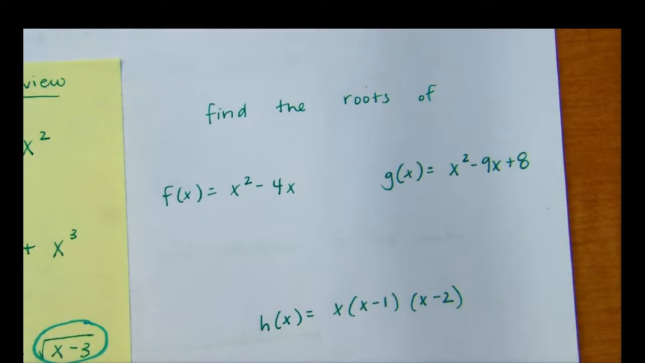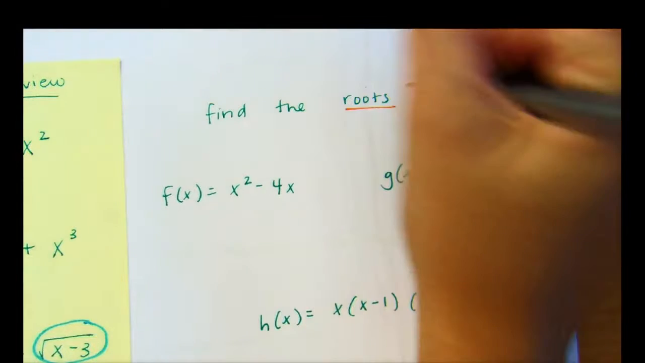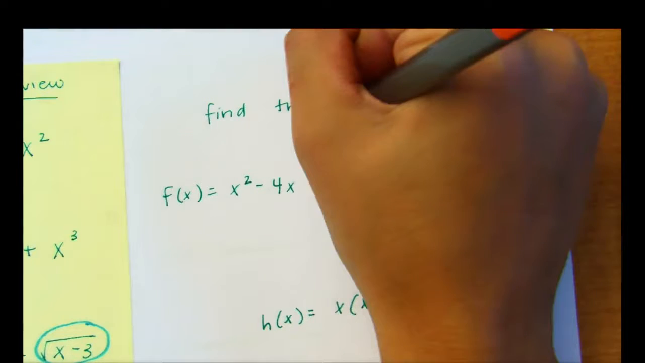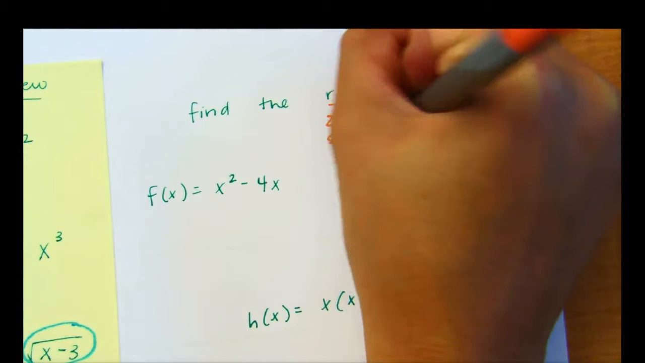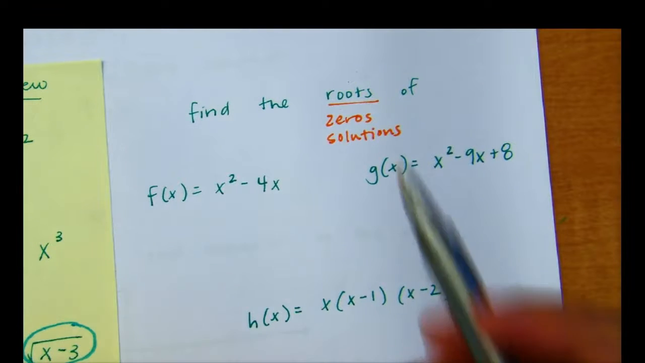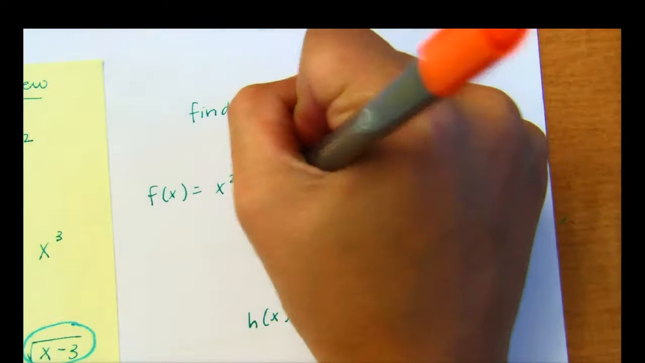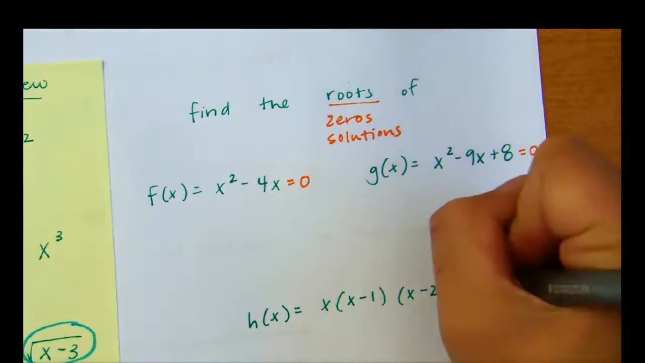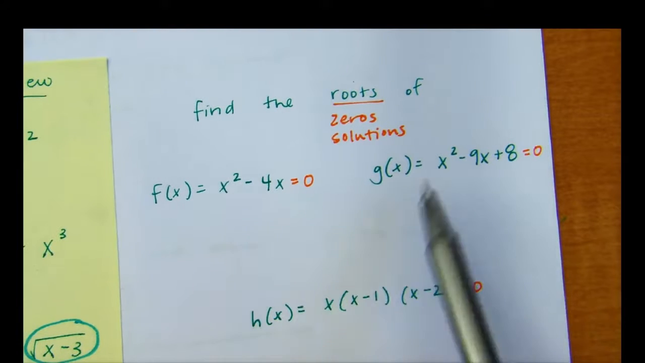roots of an equation. So as a reminder, and I know you guys talked about this last year in Algebra 2 and 2 years ago in Algebra 1, when you're finding the root of a function, there are lots of words that we use for the roots. Roots can be called zeros, they can be called solutions. So when you're finding the root of a function, really what you're doing is you're setting that function equal to 0.